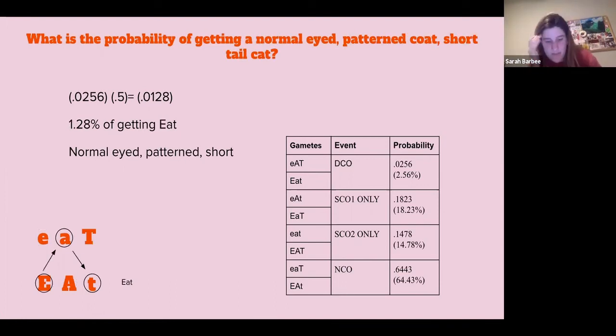Let's say we want to predict the probability of getting the big E, little a, little t gamete. First, we need to identify which event this is, and as we can tell, this is a double crossover event. Like before, in the single crossover event, a double crossover produces 2 gametes, but we are only interested in one, the normal-eyed, patterned, short-tailed gamete. So we will multiply the probability of double crossover by 0.5, which results in a 1.28% chance of getting this gamete.